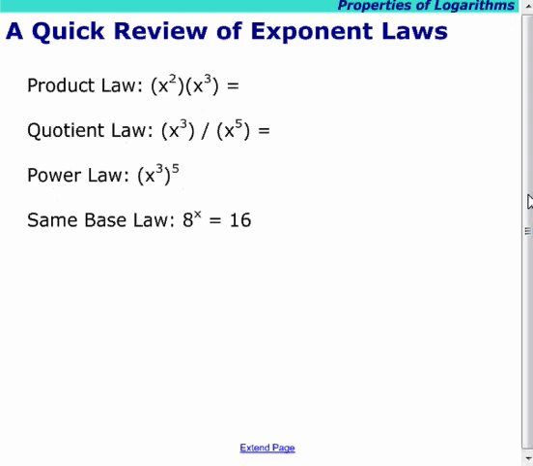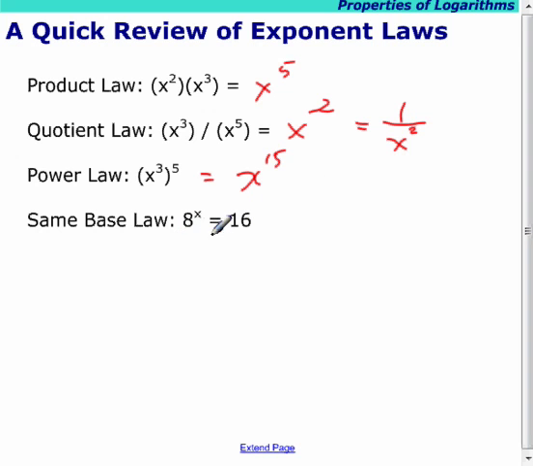Okay, so first off, just as a quick review, remember doing add, subtract, multiply, divide, those kind of laws with exponents. We learned that there's a product law. When you multiply common bases, add their exponents. So this one would be x to the fifth. Dividing common bases, subtract their exponents. So this would be x to the minus 2 or 1 over x squared. The power law, if I have an exponent, I'm raising the whole thing to another exponent, I multiply those two. So that'd be x to the 15th.